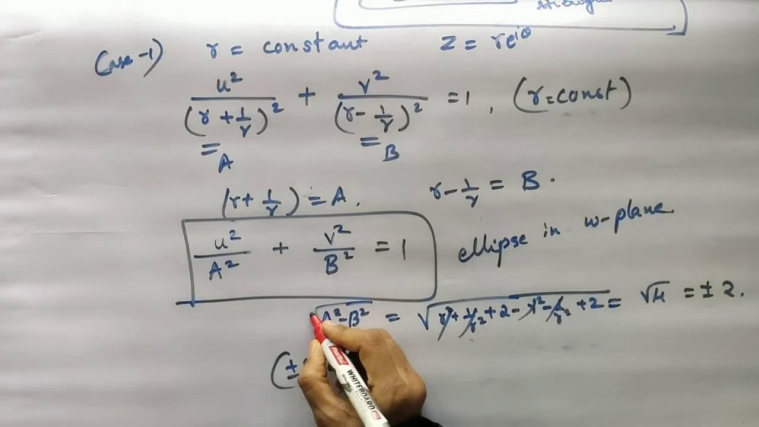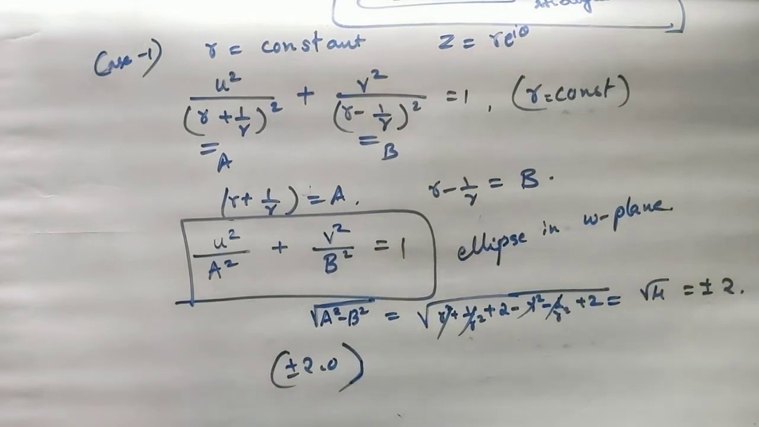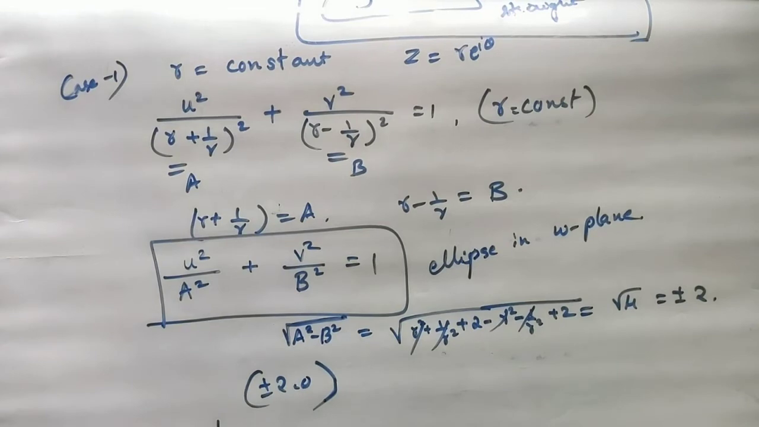Yes, the foci we have found. So we can draw that now. Let's draw. R is equal to constant. It gives you a circle with center as the origin and radius r units. This is the circle, x square plus y square is equal to r square in the z plane.